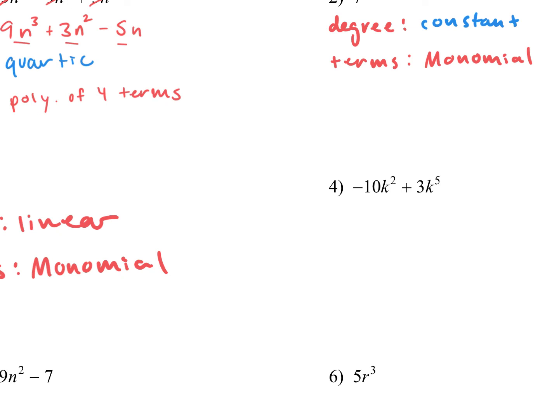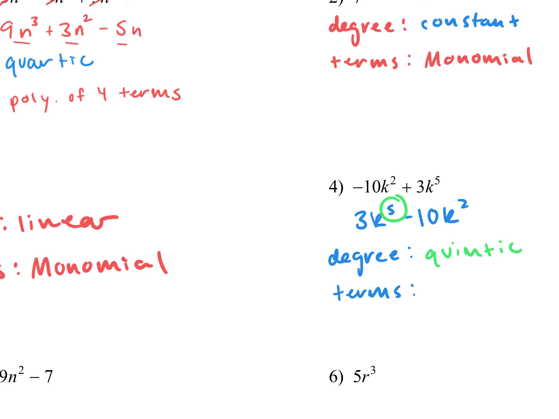All right, number 4. How do I put it in standard form? 3k to the 5th power comes first, then minus 10k squared. So classifying it by degree, what degree am I looking at here? I'm looking at the 5, so it would be quintic. And then number of terms. How many terms do I have? So what do I call something with 2 terms? Binomial.